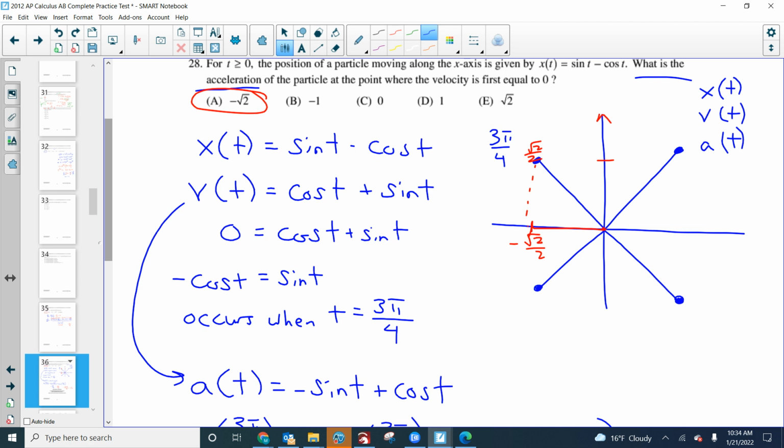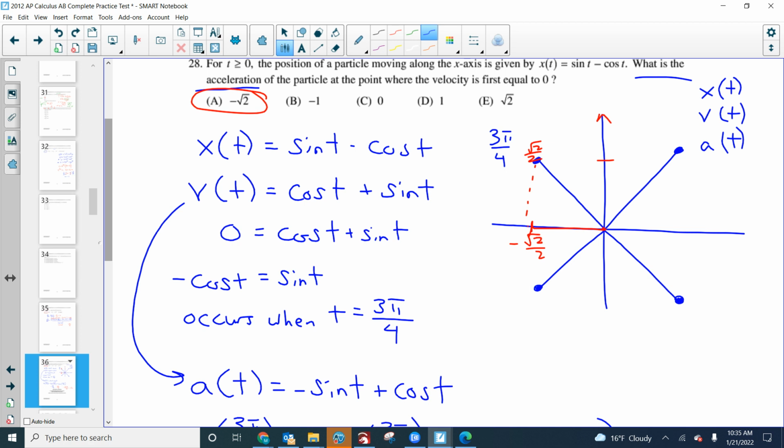Ready? Velocity: cosine t plus sine t. Set it equal to 0. Now, without a calculator, eyeballs up here. Without a calculator, that's tough to solve. So what should you be thinking of? This is the way I thought of it. When does sine of t equal negative cosine of t? When is the y value in the unit circle equal to the opposite of its x value?